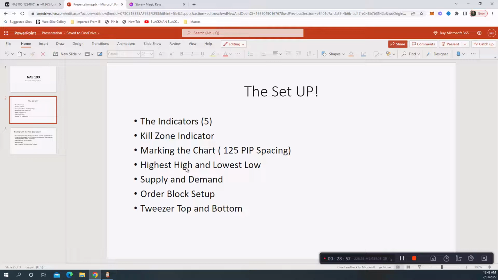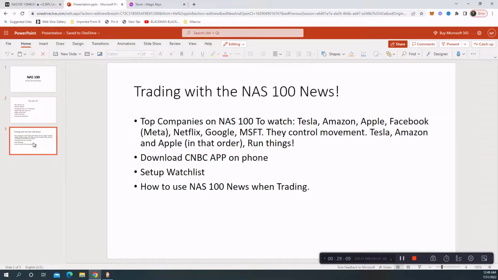Now, the next part of this is awesome. This is like the sauce, the gravy on a good meal. And what it is, is how to trade with the NASDAQ news, the NAS100 news. It's not long, but it's just a couple of little things that you need to do.